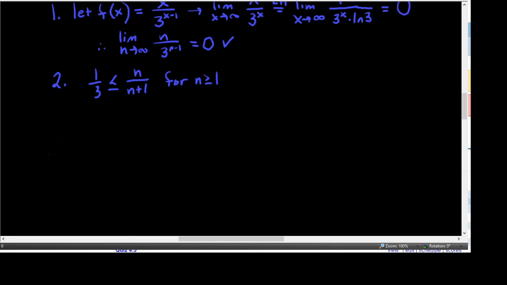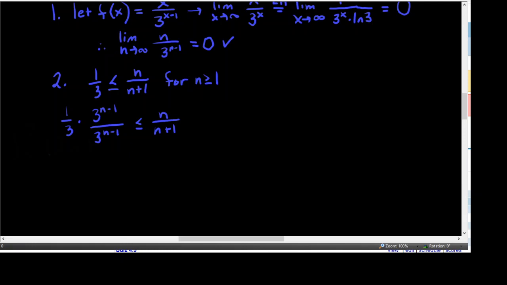So what I want to do on the left side of this inequality is multiply the left side by a form of 1: 3 to the n minus 1 over itself. Now, multiplying the left side by 1 will not change the inequality. It won't even change the value of the left side. It'll just change what it looks like. Okay?